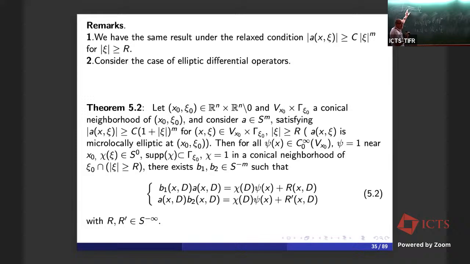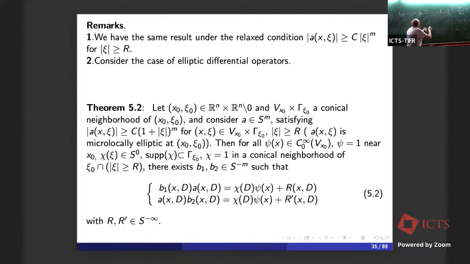So, what this result says is that you can invert, I mean, you can prove that there exist left and right parametrices, let's say B1, composed with A, which is equal to identity plus some infinitely smoothing operator, but identity only on the microlocal neighborhood where your symbol is elliptic.